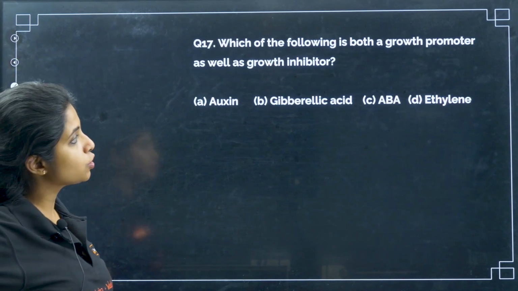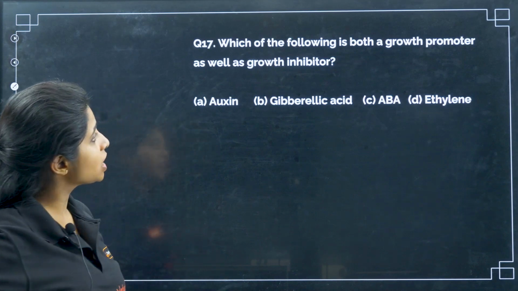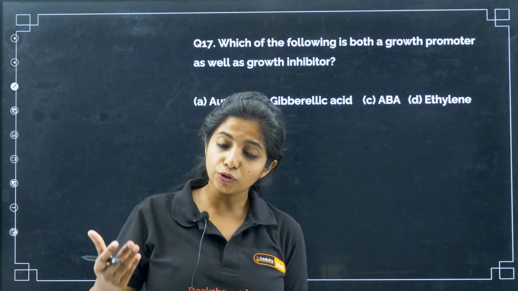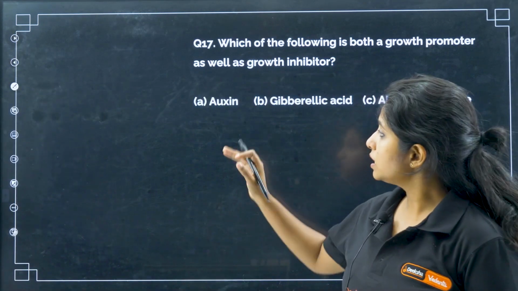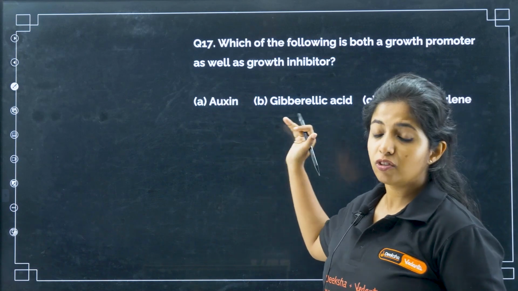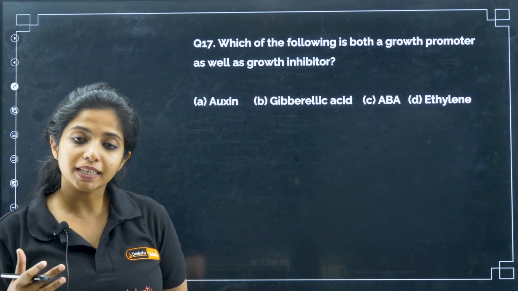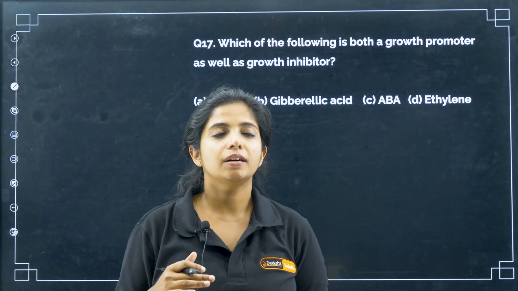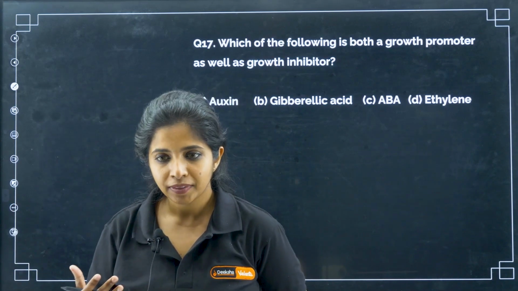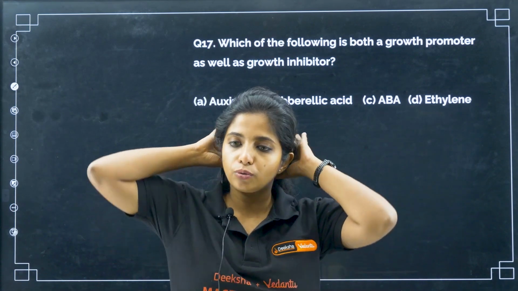Next, which of the following is both a growth promoter as well as a growth inhibitor? It promotes growth as well as inhibits growth. So auxin is strictly a growth promoter. Even gibberellic acid, or gibberellin, is also a growth promoter. Abscisic acid is a growth inhibitor, it does not allow growth to happen.